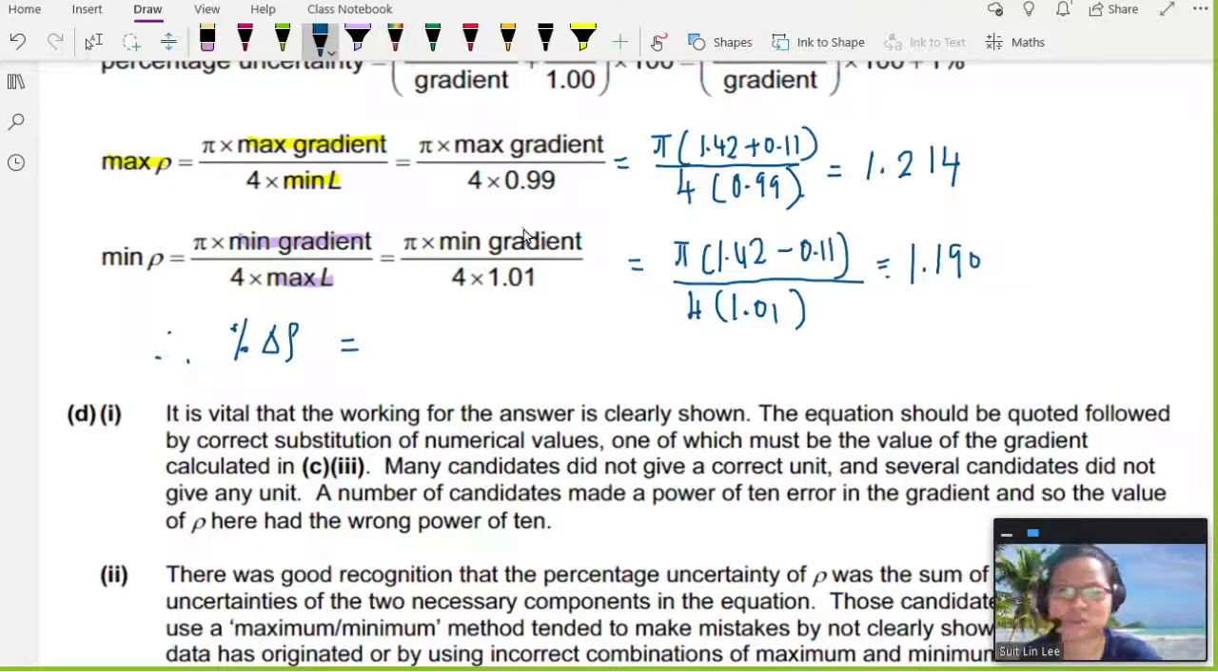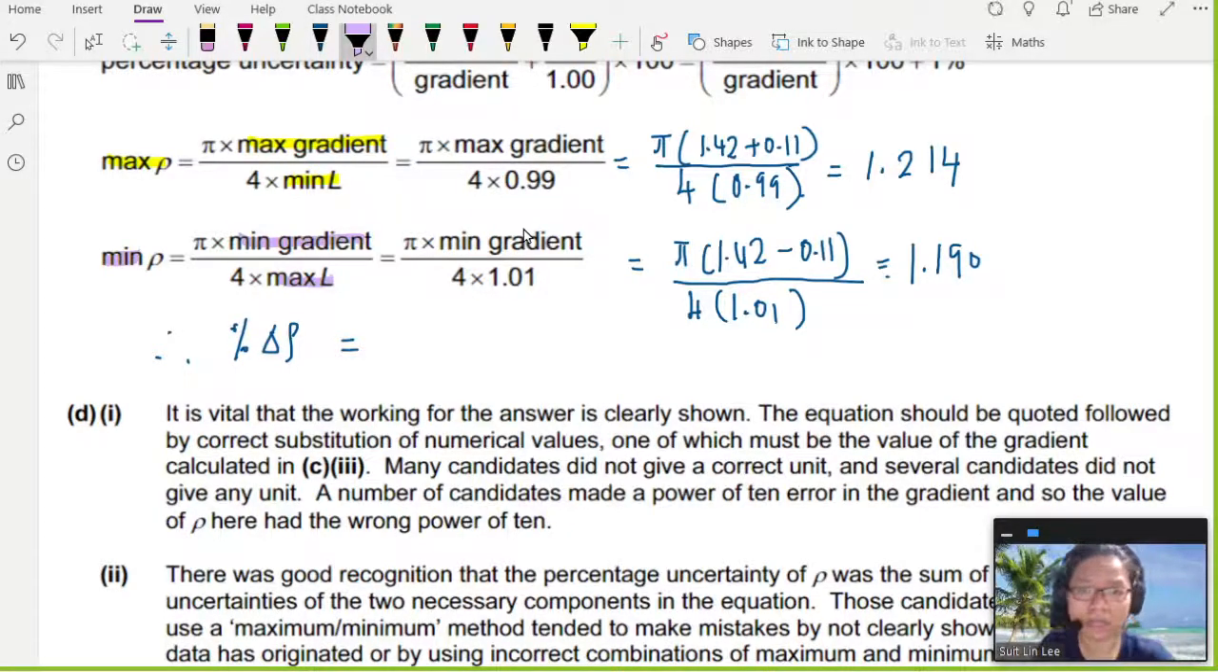I would just like to take this opportunity to gently remind you that just because you are looking for the maximum value of resistivity doesn't mean that you take max divide by max. Because this is the numerator. If you want the biggest number, you will take the biggest numerator, divide by the smallest denominator. So up here must be the biggest one, down here must be the smallest one. If you want the answer to be the minimum, then up here must be the smallest one and down here must be the biggest one.